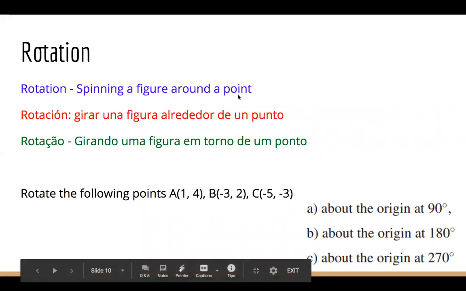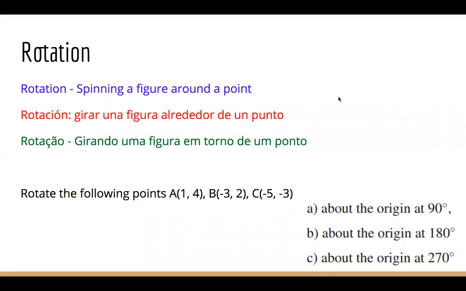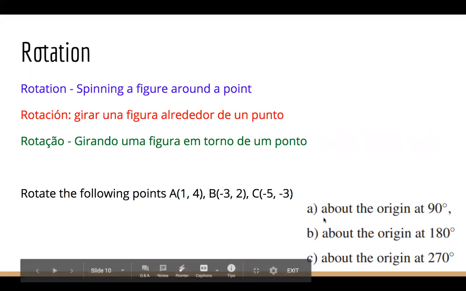Rotation, spinning the figure. Let's say you have a point and you rotate it, a circle, or a half circle or quarter circle or portion of a circle, which is called rotation. So when you rotate, what do we relate it to? Degrees: 90 degrees, 180, 270.